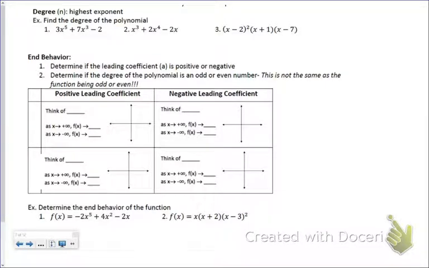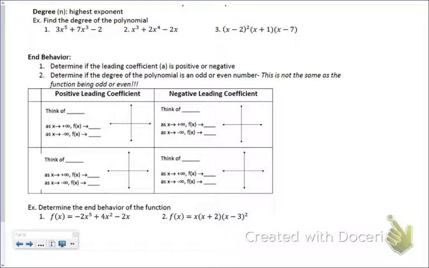Hi guys, so today's video is going to look at polynomial graphs. So this is what we did the first day that I was here with you guys. And what this is basically talking about is how to draw graphs of these polynomial functions, and we're going to do this without using a calculator.